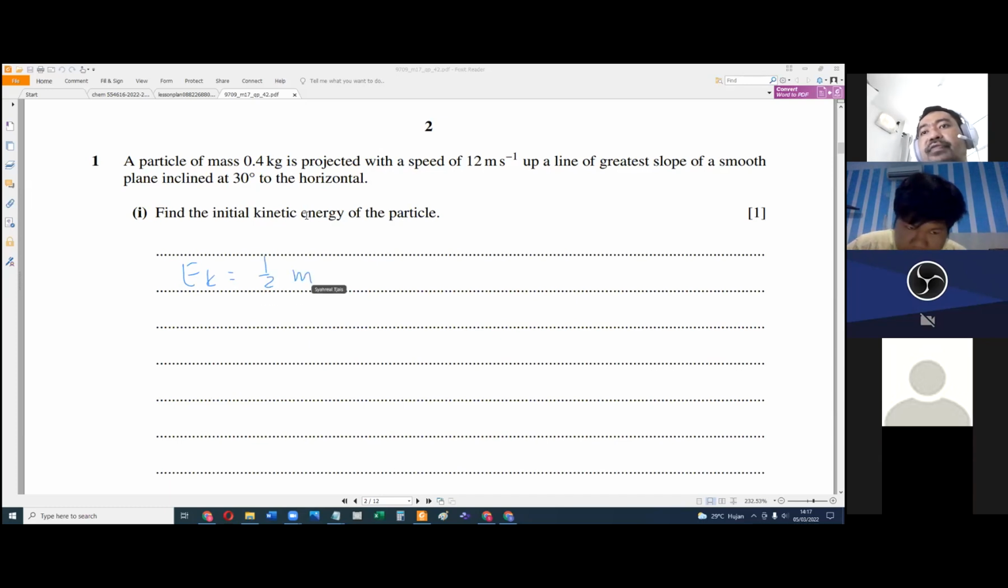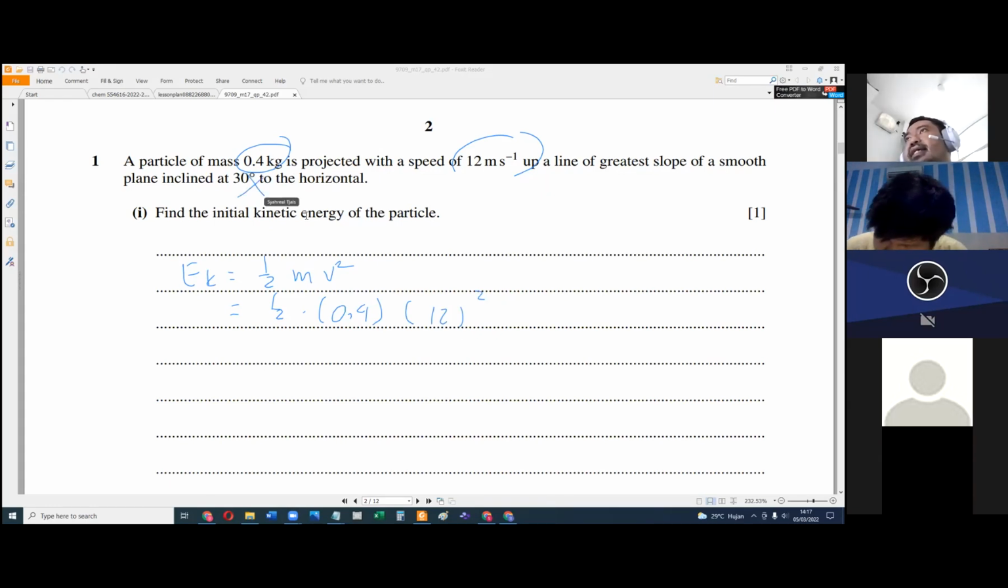Kinetic energy is half mv squared. So all you need here is this and this. It's going to be half times 0.4 times 12 squared. There is no need to consider the directions, so we don't care about the direction here. All in SI units, this is 0.2 times 144, which is 28.8. Don't forget to put the joule after it. That's it. Clear enough?